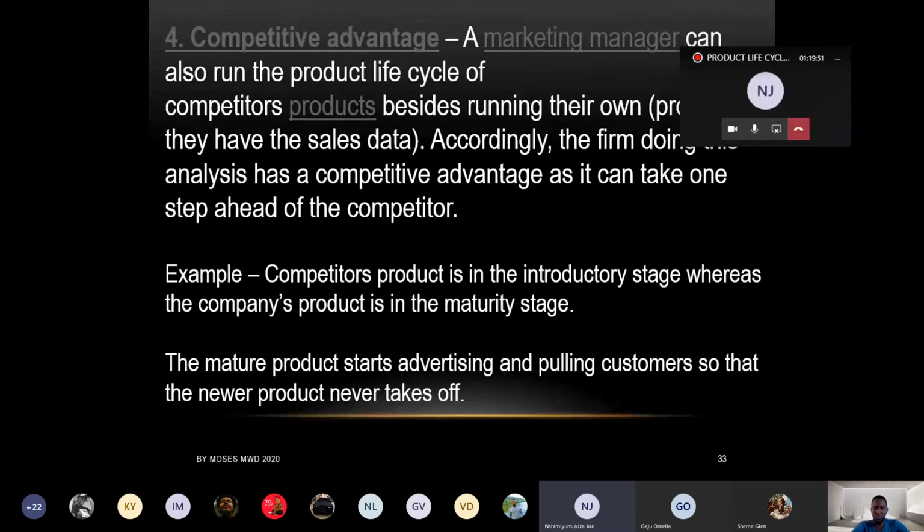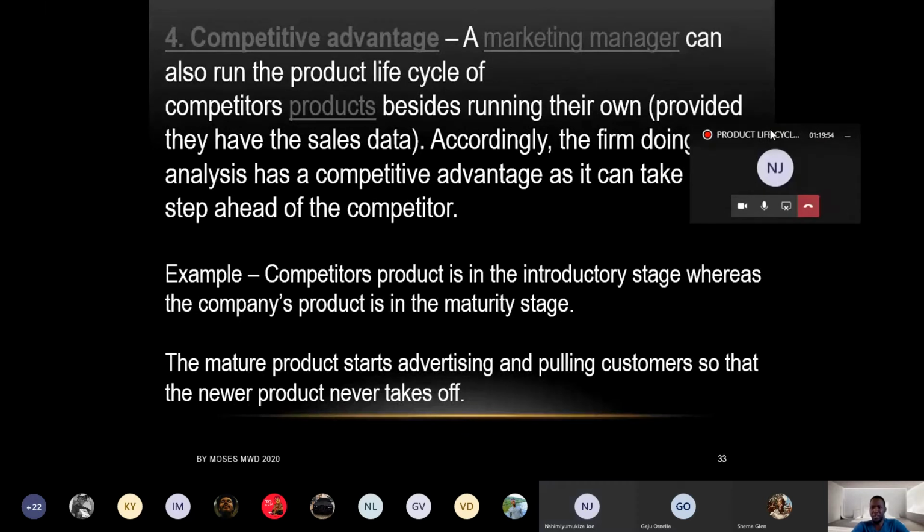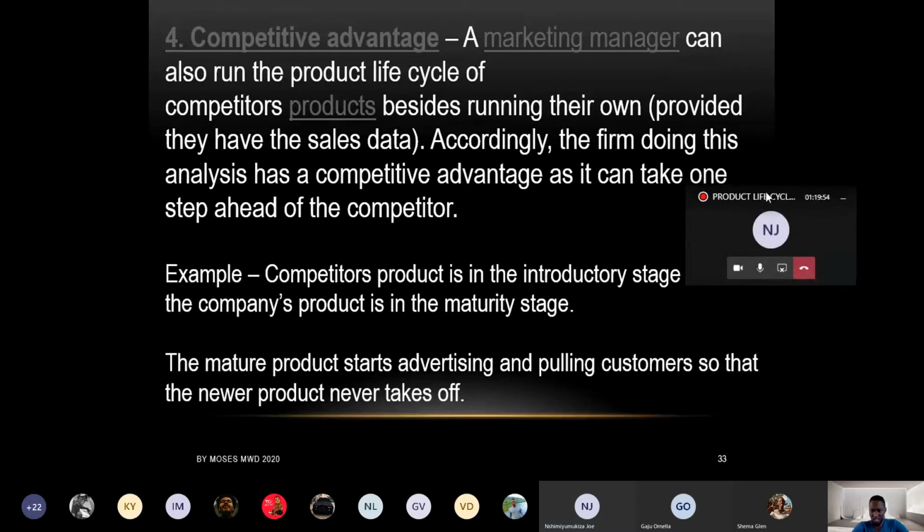So I'm not seeing others. Boy, are you using a phone or what? Computer. I think your connection is low.